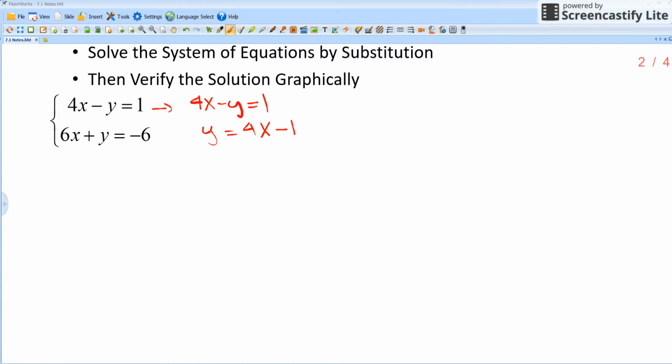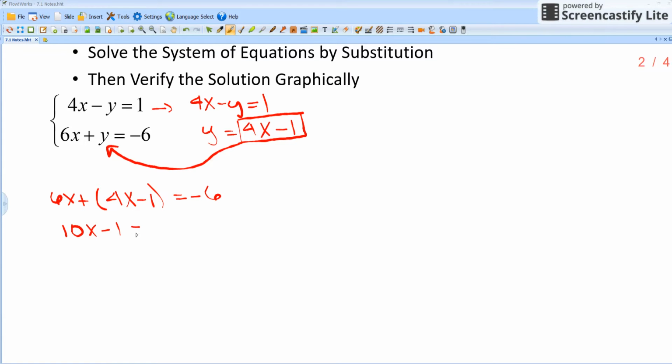So, substitution method. I've solved for one of these variables. I can take what I have just gotten as a result and substitute it into the other equation. So now I'll have 6x plus 4x minus 1 is equal to negative 6. That gives me 10x minus 1 equals negative 6. So 10x equals negative 5, and x is equal to negative 1/2. Notice I've gotten a value now because I only had one single variable, and that allowed me to solve the equation. What I can do with this value is substitute it into either one of the original equations.